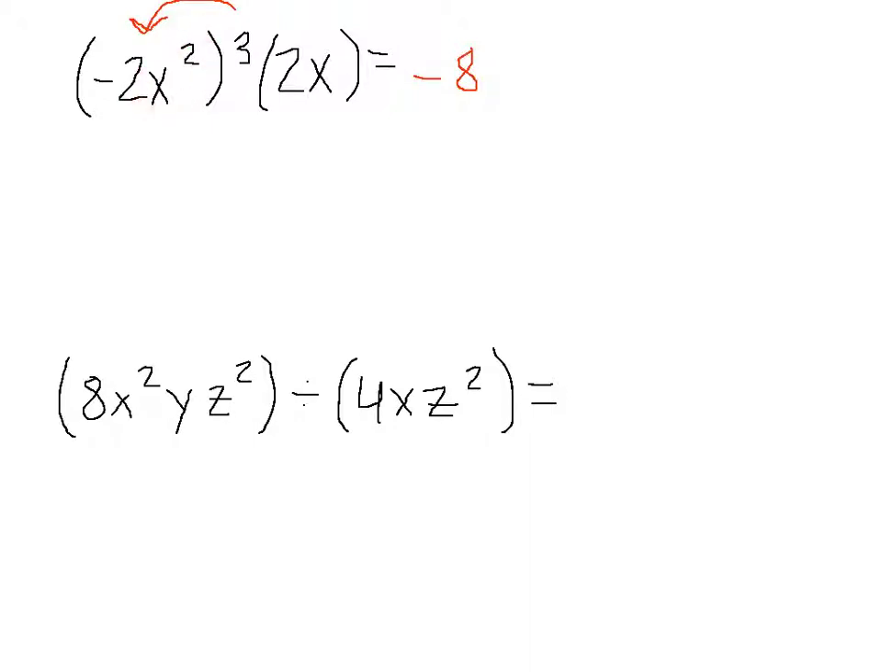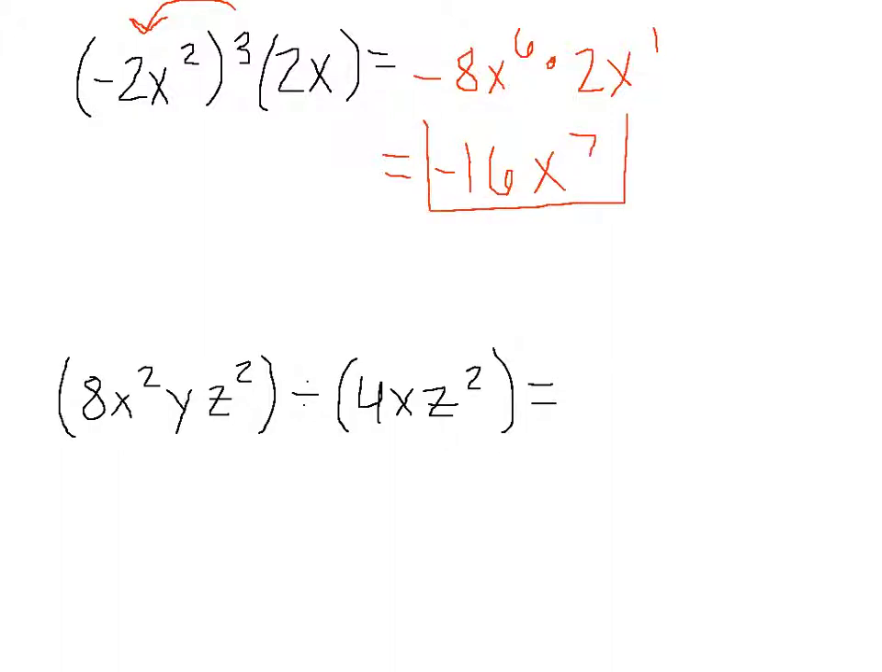And then when I have x squared to the third power, I'm going to multiply my exponents, so that gives me x to the 6th. And we're multiplying that by 2x. I'm going to go ahead and simplify. Negative 8 times 2 is negative 16. X, since this is to the first power, whenever we multiply like this, we're going to add our exponents. So it's going to give me an exponent of 7.